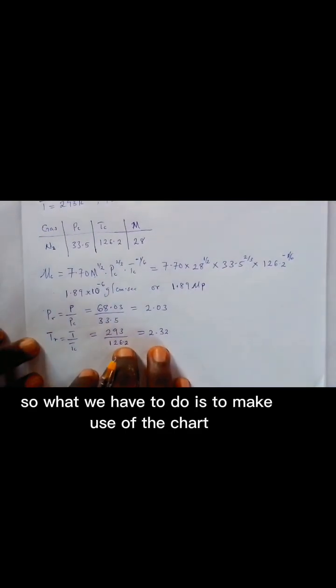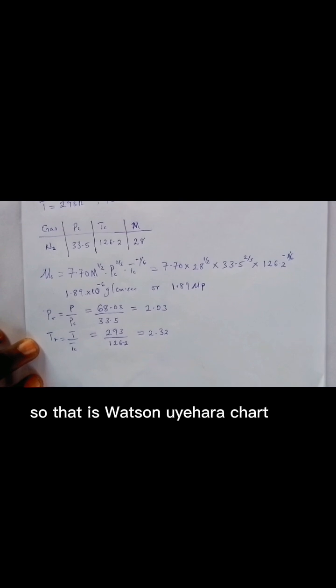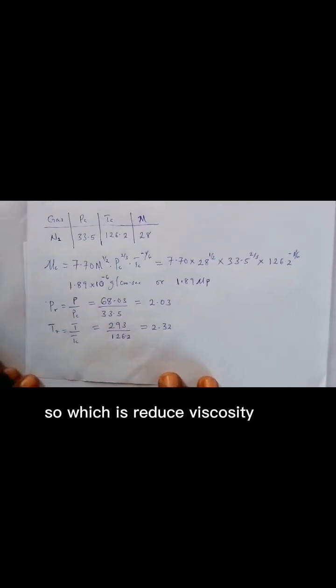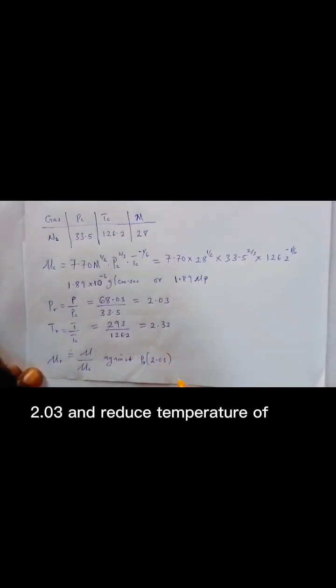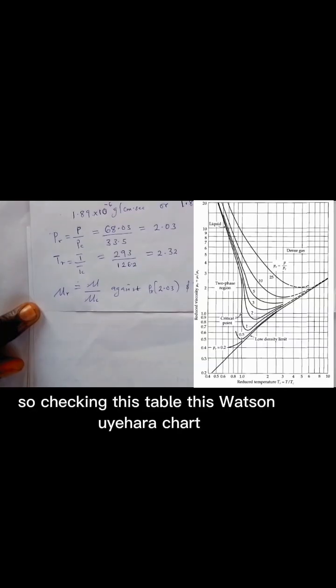So what we have to do is to make use of the chart. That is the Watson-O'Hara chart, which is reduced viscosity, equal to actual viscosity over critical viscosity, against reduced pressure of 2.03 and reduced temperature of 2.32. So checking this table, this is the O'Hara chart.